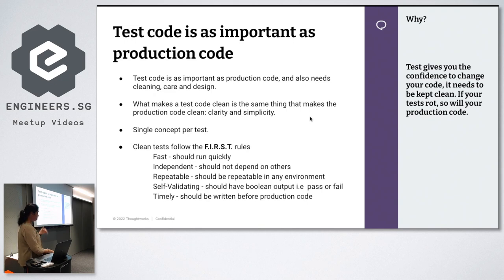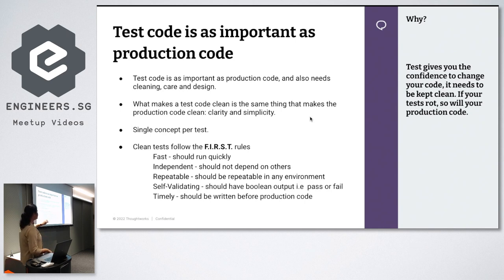Independent means the tests should not depend on each other. Repeatable in any environment, for example, QA or staging, the same set of tests can be repeated. Self-validating means it should have a Boolean output, either pass or fail, with no manual interpretation of the results. Timely, like we should be following TDD, it should always be written before writing the production code.